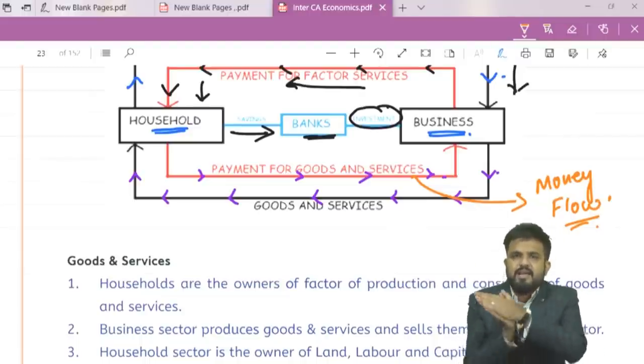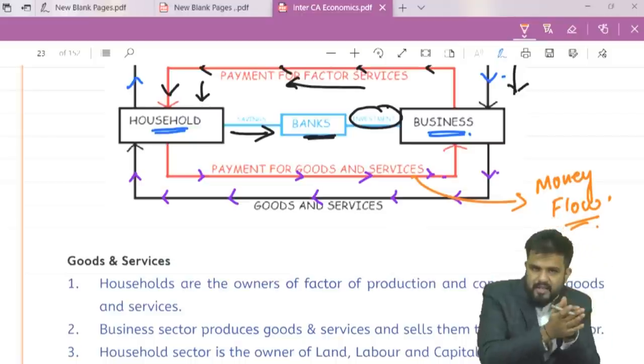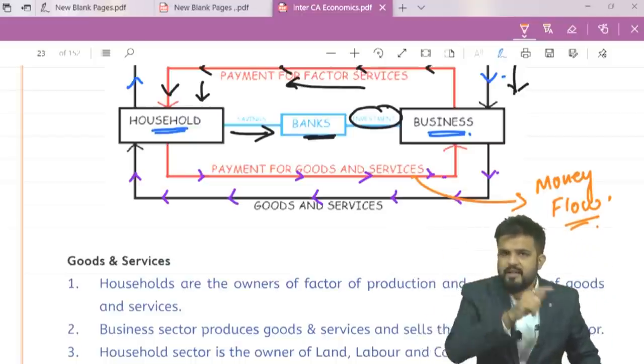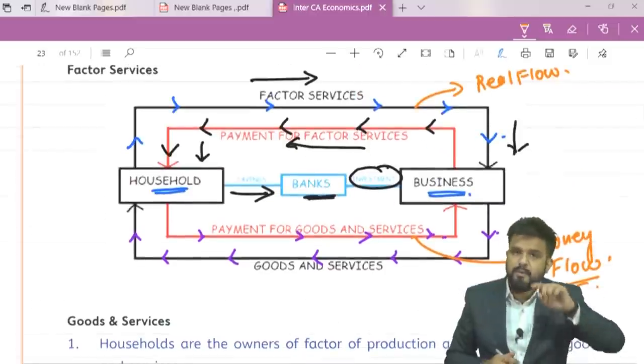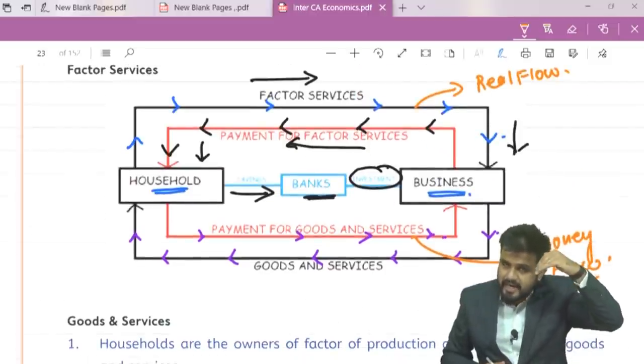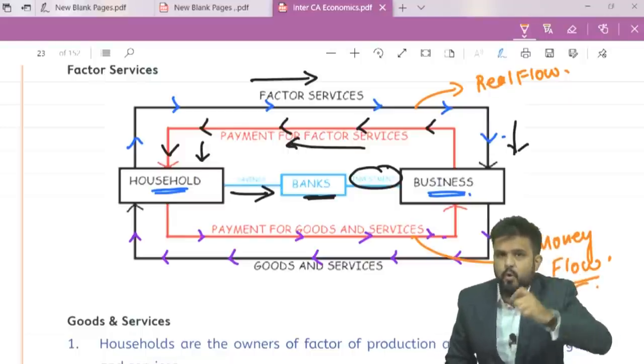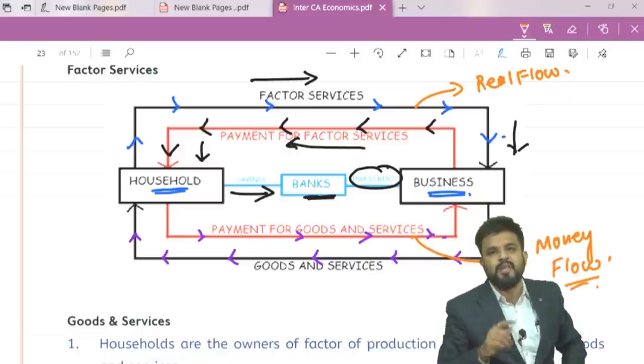Because salary is coming to the household and money is being spent on goods and services, both are in the form of money. That's why it is money flow. Always remember, the inner line of the diagram should always be money flow. Where money is going, that you are supposed to show.